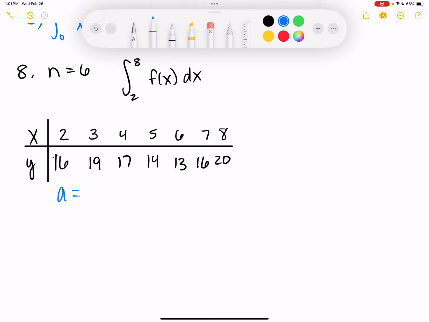All right, so when we're given the information like this, we have A is 2 and B is 8. So H is 8 minus 2 over 6. So H is 1. In a sense, we didn't necessarily have to do that because they have already chunked it out for us. But I guess on occasion they may not have made a chunk for us.